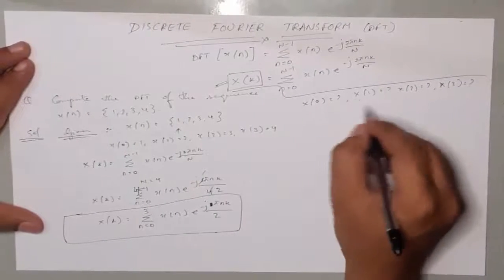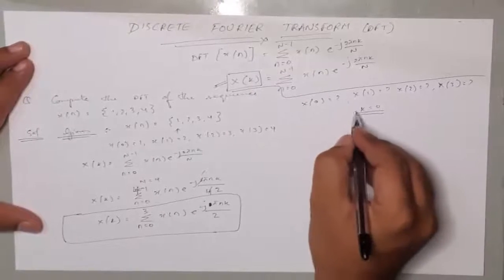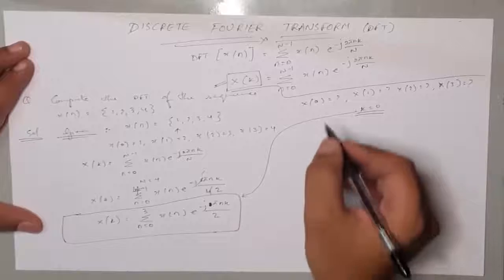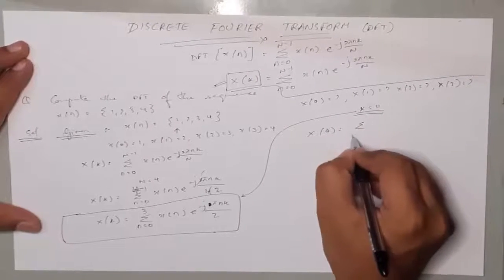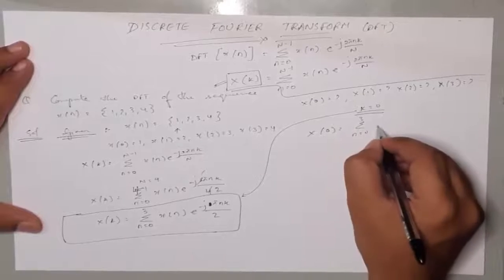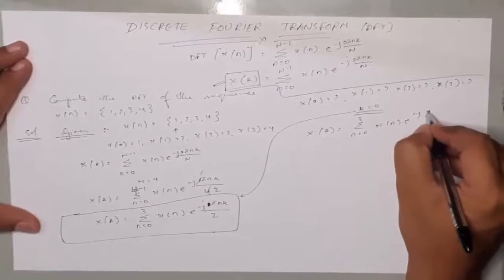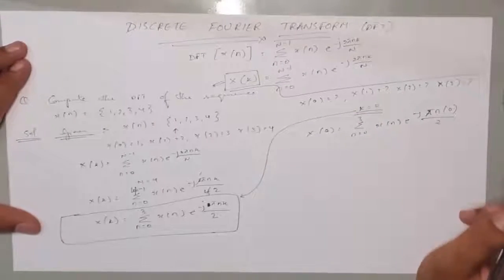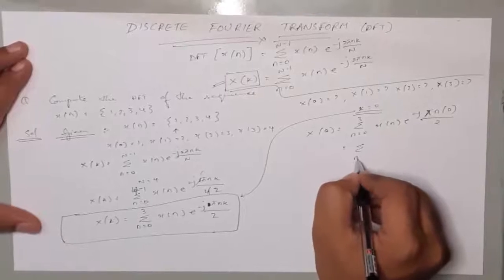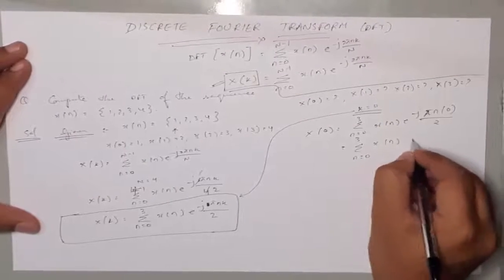So first we will find X of 0, that is this will be at k is equals to 0. So we will substitute k equals to 0 over here. So capital X of 0 is summation n is equals to 0 to 3 x of n e power of minus j pi n into 0 by 2. So e power 0 is equal to 1. So summation n is equals to 0 to 3 x of n into 1.